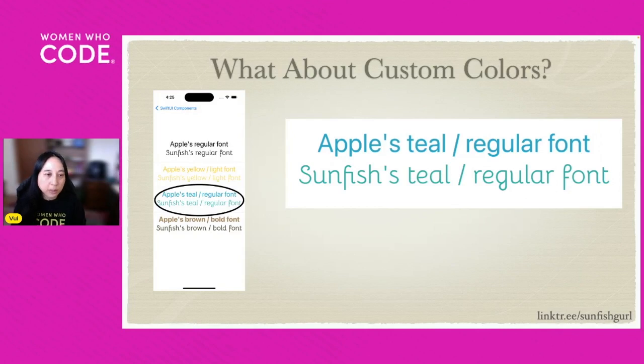And what about displaying custom colors? Here's another example, also from my sample project. The top line displays Apple's version of the color teal, but I don't want my apps to show that. I want my apps to show my custom version of the color teal, like what you see in the bottom line. So how would I do that?